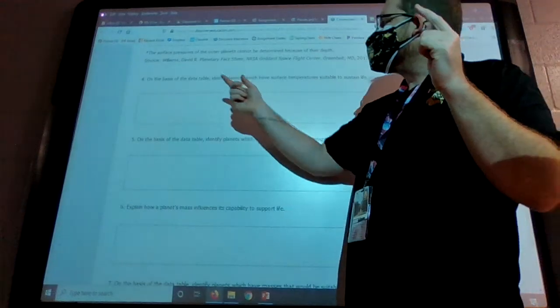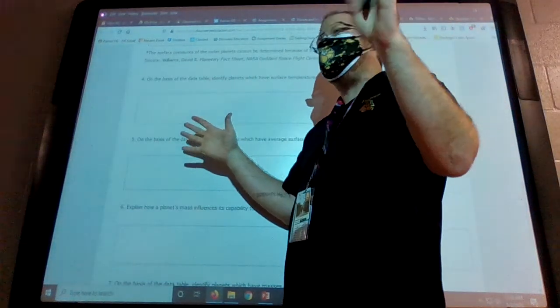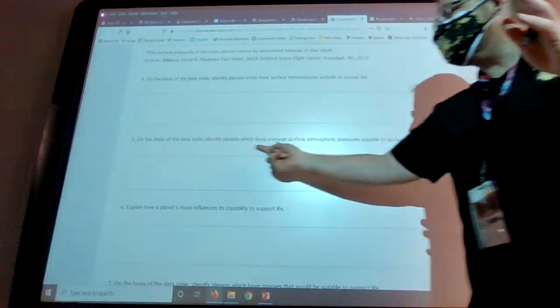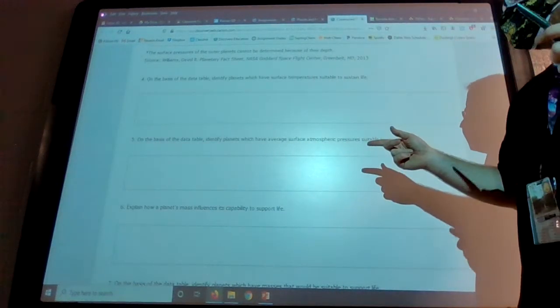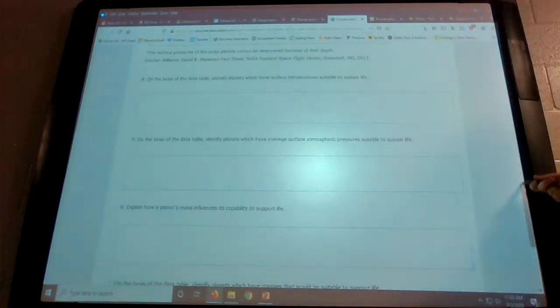So, which planets have the surface temperature suitable for life? It's pretty much Earth, but describe it a little bit. Give me a sentence. On the basis of the data table, identify planets which have average surface atmosphere pressures suitable to sustain life.